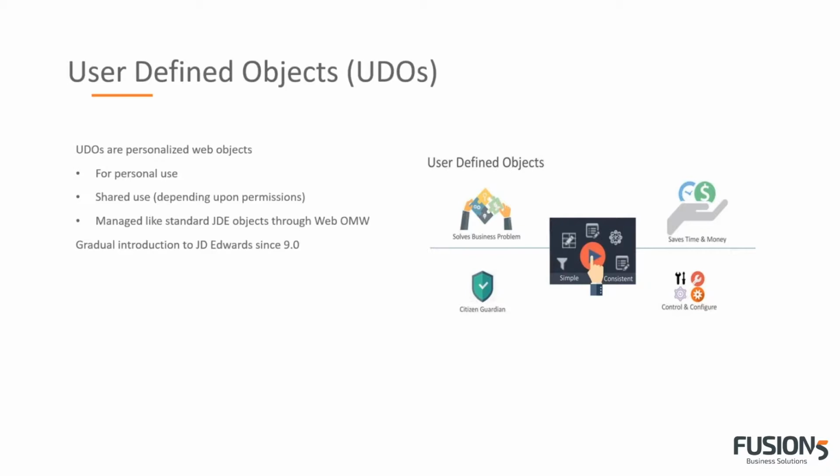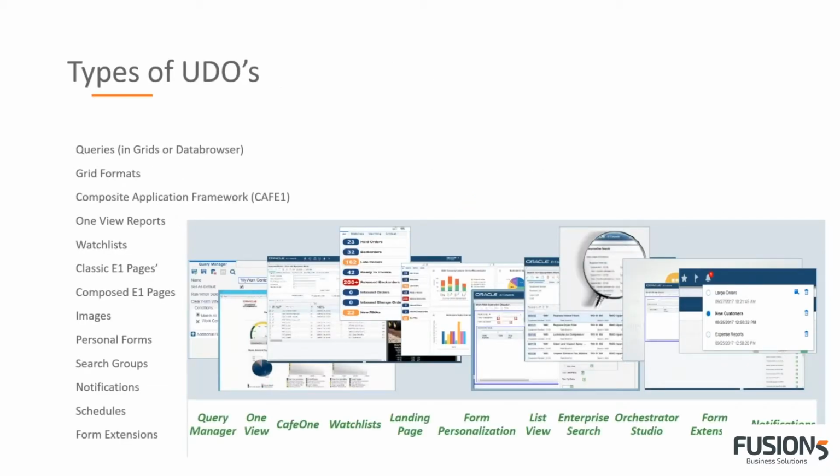These have been gradually introduced. So the first lot came out with 9.0, but since 9.2 and the subsequent dot releases of 9.2 have come out, there's a lot more getting released. What you should see on your screen are just some varieties of UDOs that are available.